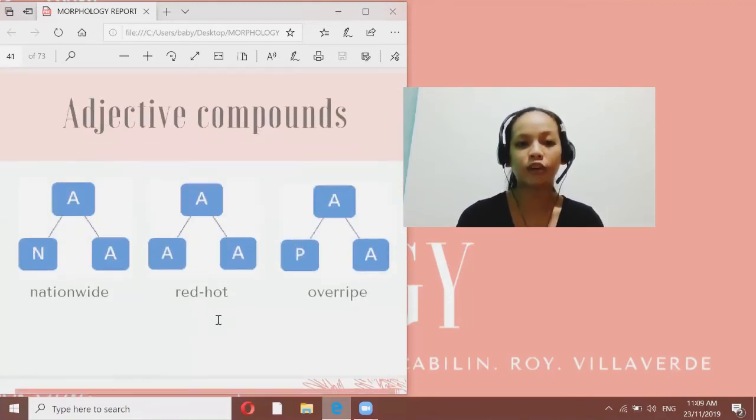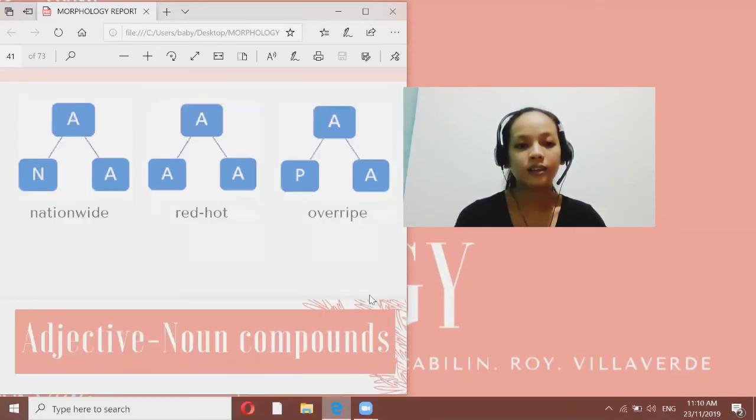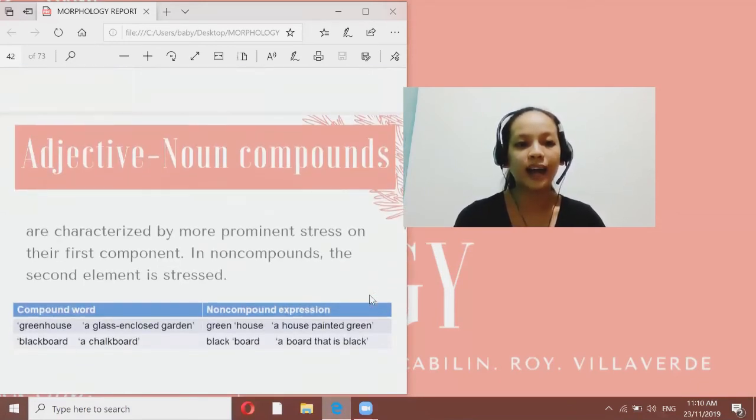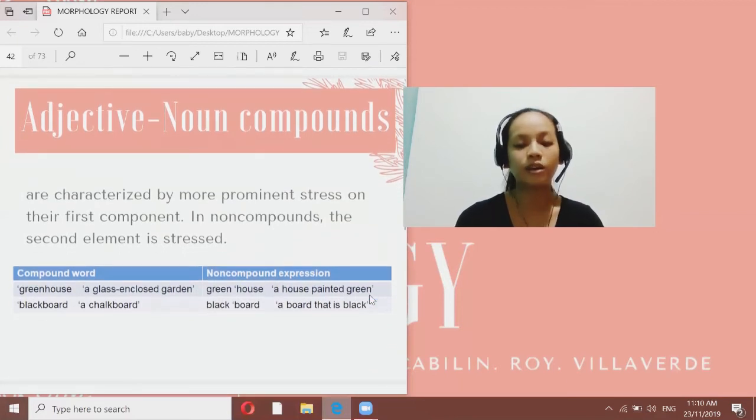Lastly is the adjective compounds, which we can form by putting a noun and an adjective together, an adjective and another adjective, and a preposition followed by an adjective, just like the words nationwide, red hot, and overripe. Now, when we put an adjective and a noun together, when we make an adjective-noun compound, we can characterize them by the more prominent stress on their first component.